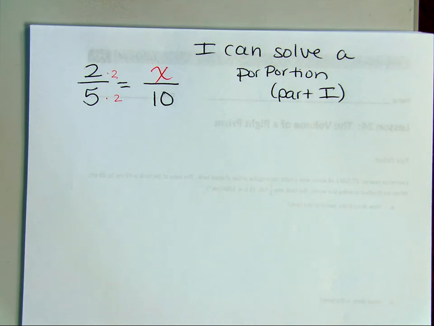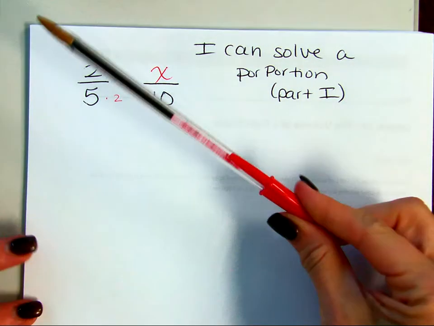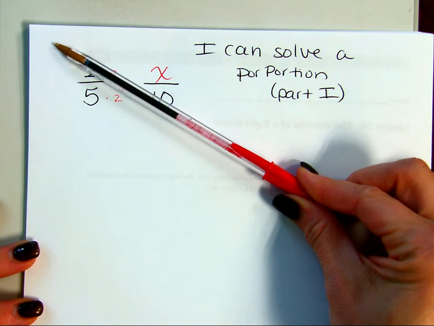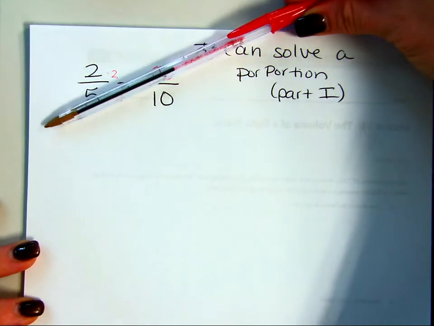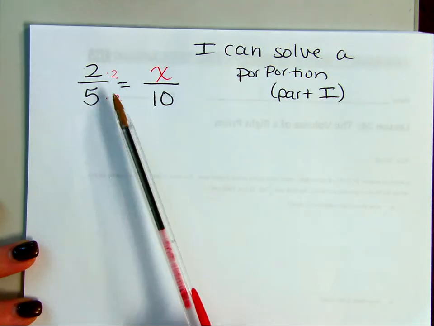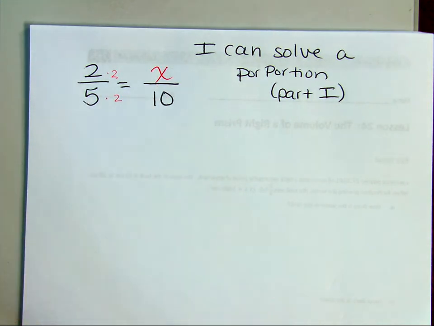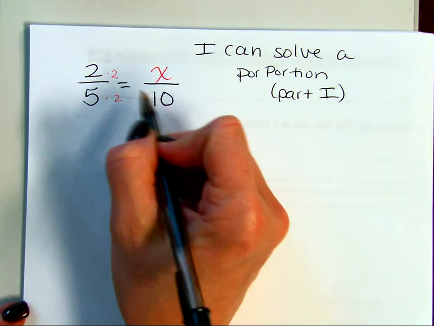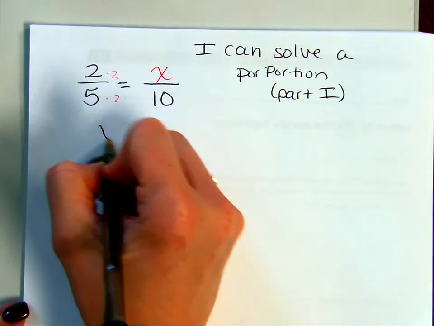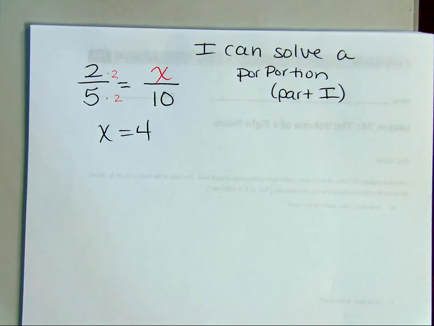The butterfly? The butterfly, the cross products, right? He said, well, I know in a proportion that Mrs. Z said the cross products are supposed to be equal. So that means that if this equals 20, that this also needs to equal 20. And if this is going to equal 20, 5 times what is 20? So, do you see that we just did 3 ways to find it? We either multiplied, we divided, or we did cross products. But either way, didn't we find out that x was 4?